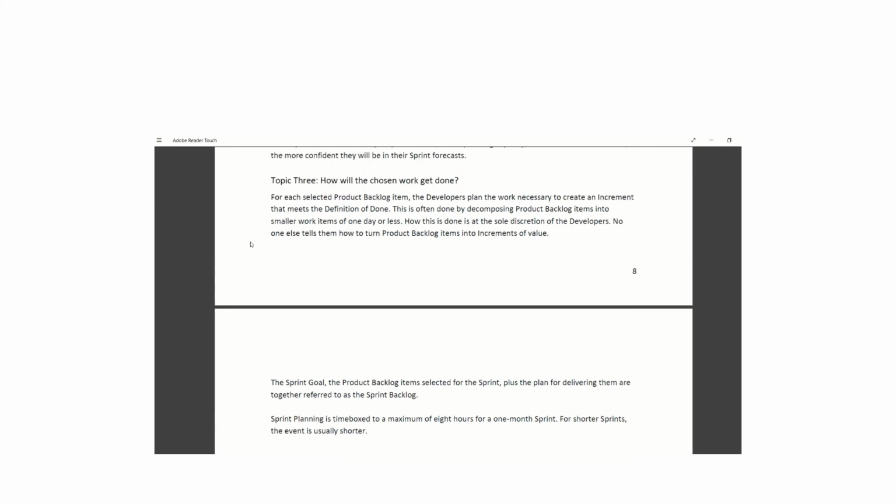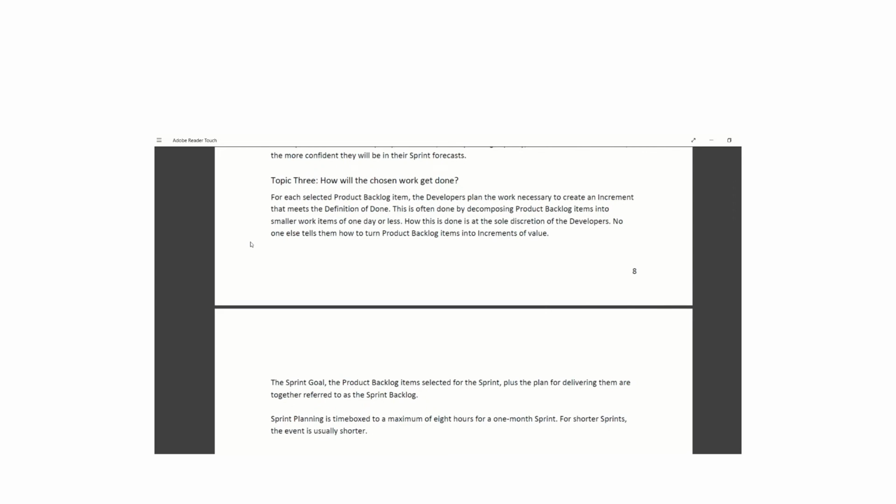Topic 3. How will the chosen work get done? For each selected product backlog item, the developers plan the work necessary to create an increment that meets the definition of done. This is often done by decomposing product backlog items into smaller work items of one day or less. How this is done is at the sole discretion of the developers. No one else tells them how to turn product backlog items into increments of value.